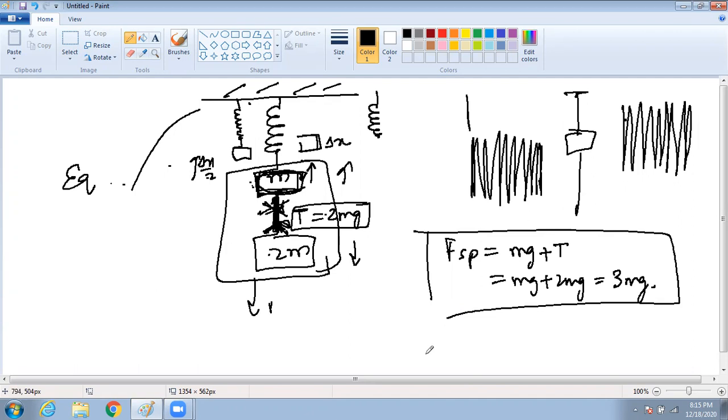Now, the moment you cut the string, what happens to the tension? It becomes 0. But does it have any change on the F_sp? No. There is no change on the F_sp. Your F_sp will remain the same. Your F_sp will not change.